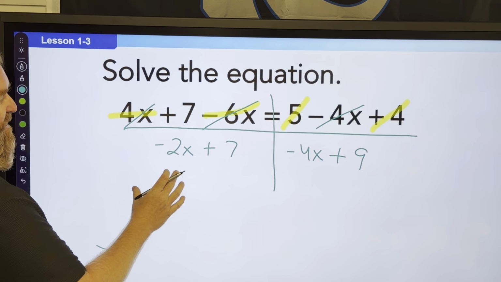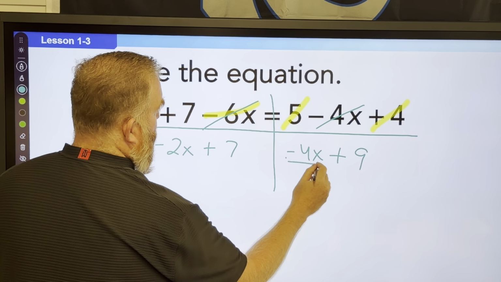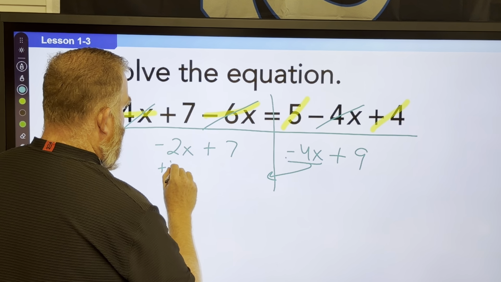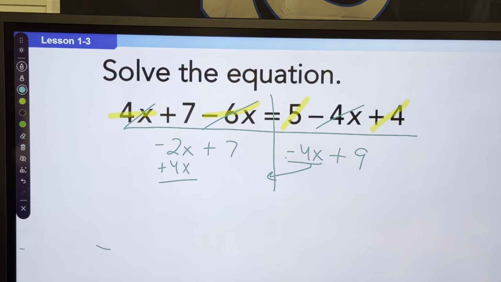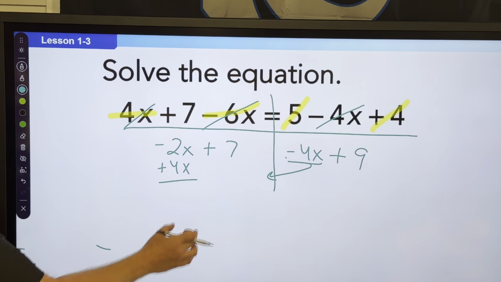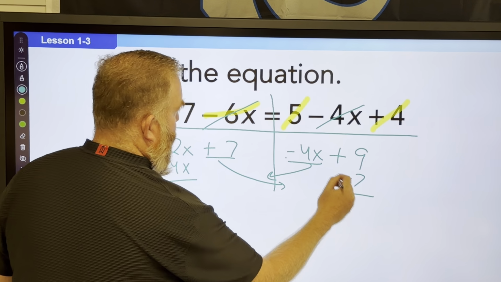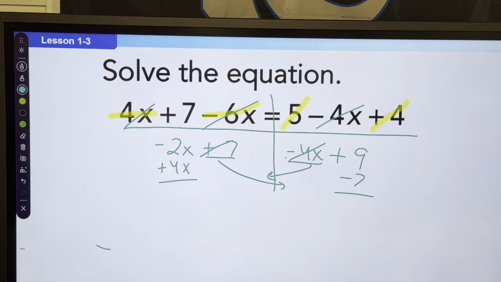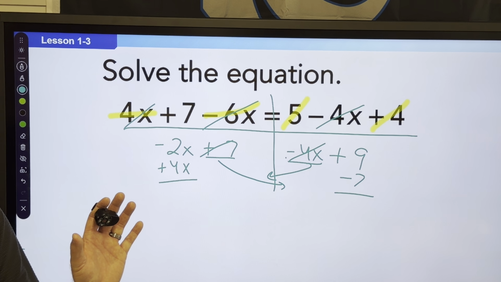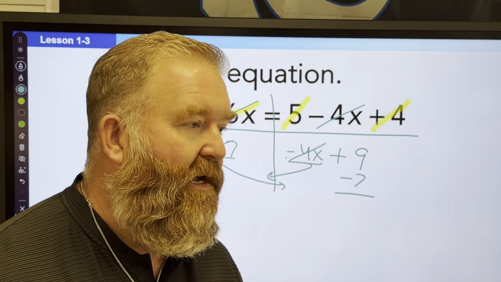What they try to do is find the ones that need to move. So this 4x needs to go over here, and they go plus 4x here, and they do the math like that. If you want to do it like that, you can. Make sense? And then they take the 7 to this side and make it negative 7 under that. And we just move the two numbers that are needed to move. If you want to do it that way, do it.